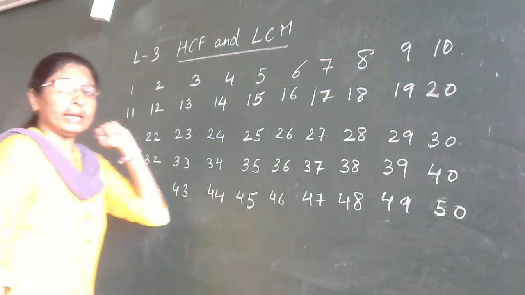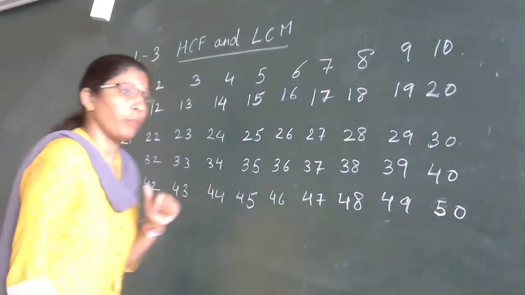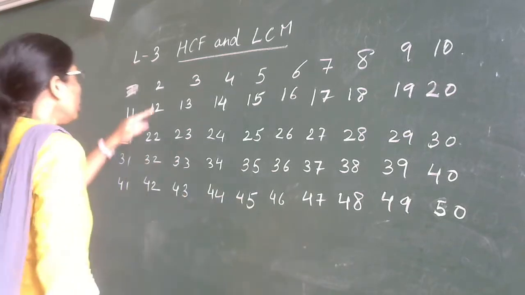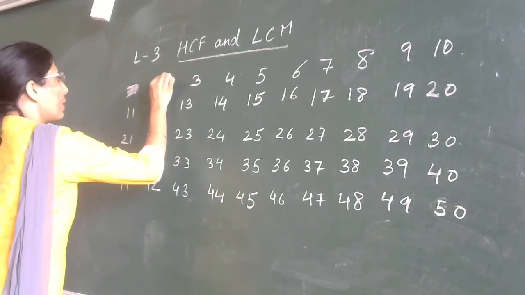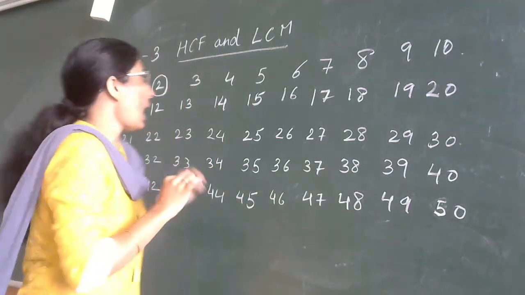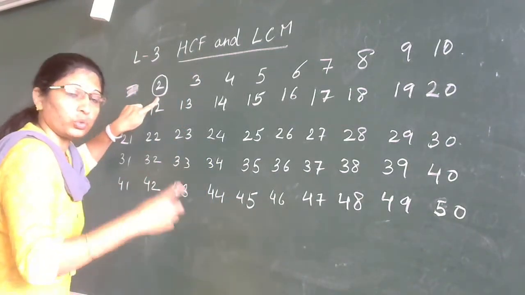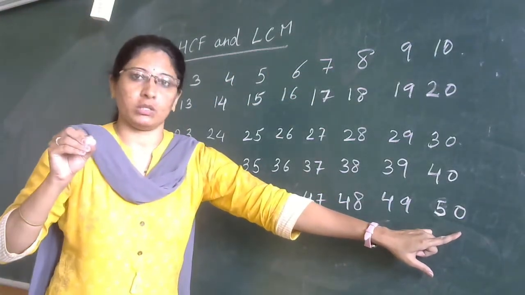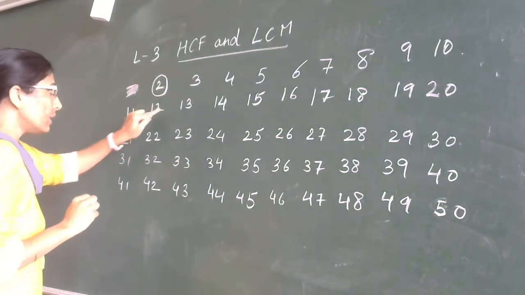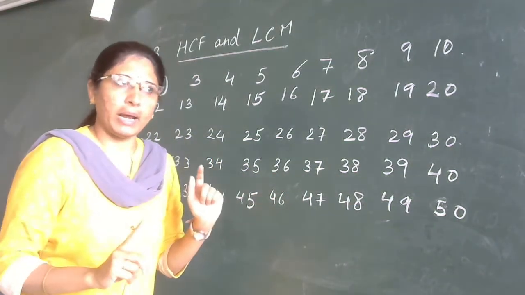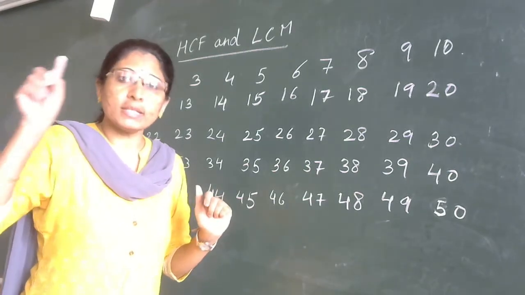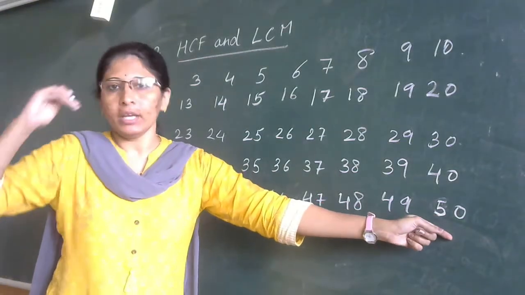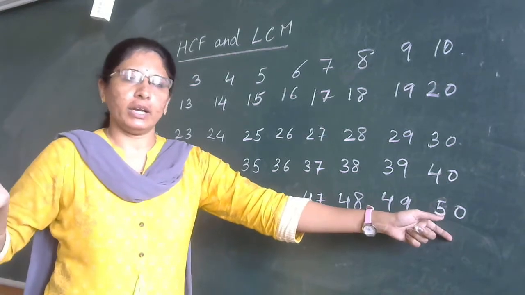Now we know 1 is not a prime number, and it is not a composite, so we will remove this 1. Now 2 is a prime number, so we will circle it, and all the multiples of 2 till 50 we have to cross. So the first step is to circle the smallest prime number, and then cross out all the multiples of 2 till 50. For 100, we can continue till 100, 200, 300 also.